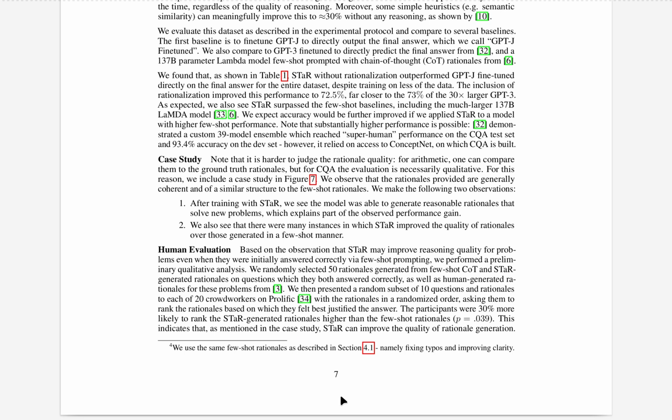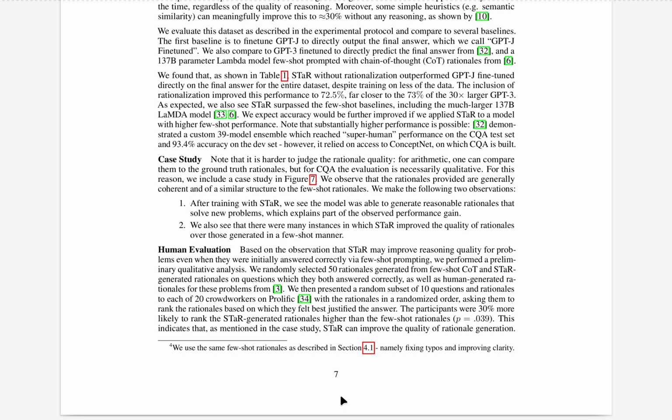2. We also see that there were many instances in which STaR improved the quality of rationales over those generated in a few-shot manner. Human evaluation. Based on the observation that STaR may improve reasoning quality for problems even when they were initially answered correctly via few-shot prompting, we performed a preliminary qualitative analysis. We randomly selected 50 rationales generated from few-shot CoT and STaR-generated rationales on questions which they both answered correctly, as well as human-generated rationales for these problems from 3.